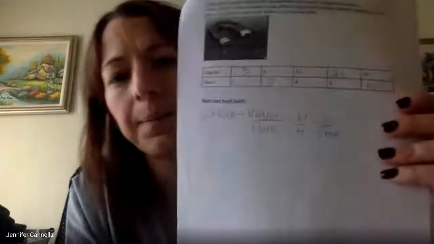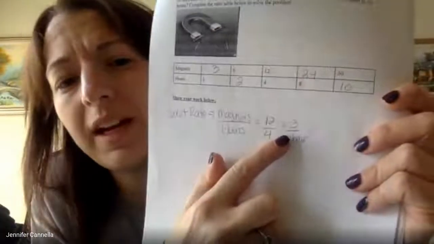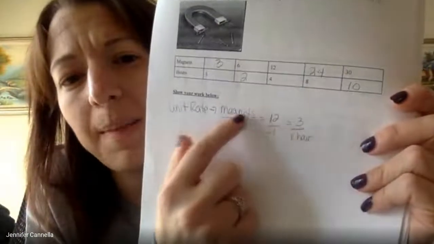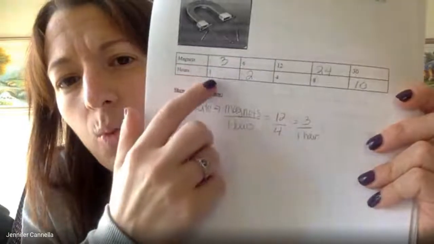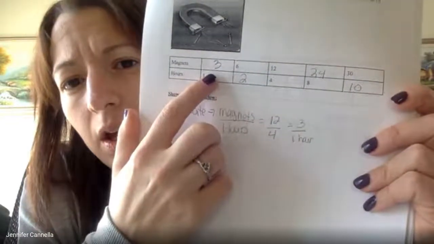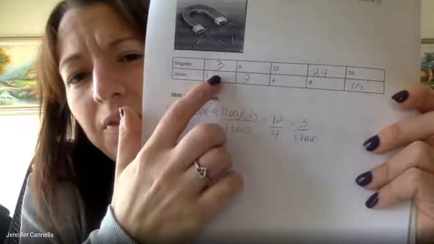All right, Angelina, I'm just going to help us out. Your work was right except the correction. So this is what we should have had. I used my unit rate of 3. I had to divide 12 magnets by 4 hours, and my unit rate is 3 magnets per hour. So 1 hour is 3 magnets, because 1 times 3 is 3.